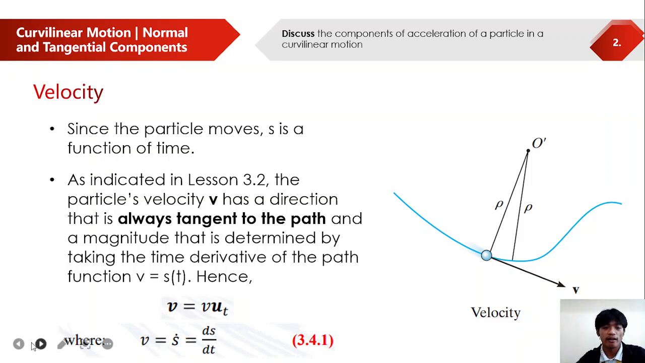Okay? Where v is equal to s dot, the dot notation of the particle's position, or the first time derivative of the path function, which is equal to ds over dt. Yung value ng v dito is ds over dt.